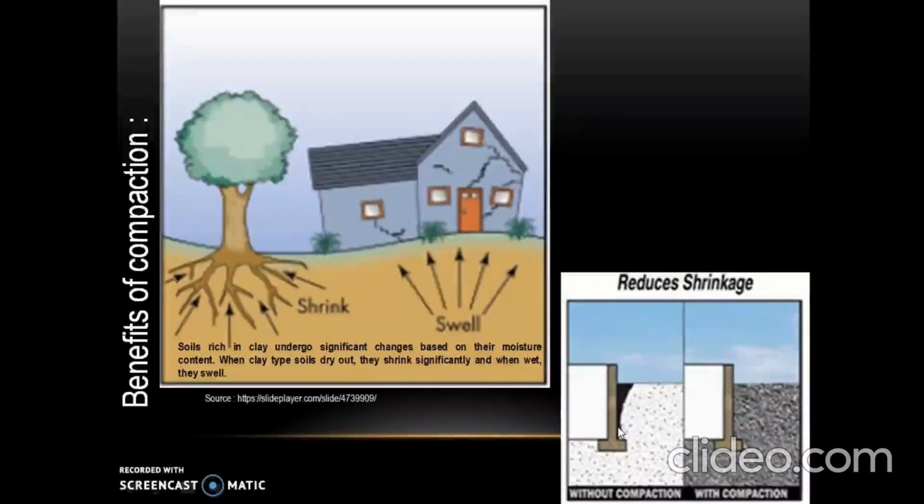Here we can see a retaining wall which is used to retain the soil. There is a gap before compaction. After compaction, the gap can be filled so that the retaining wall remains stable and failure can be prevented.